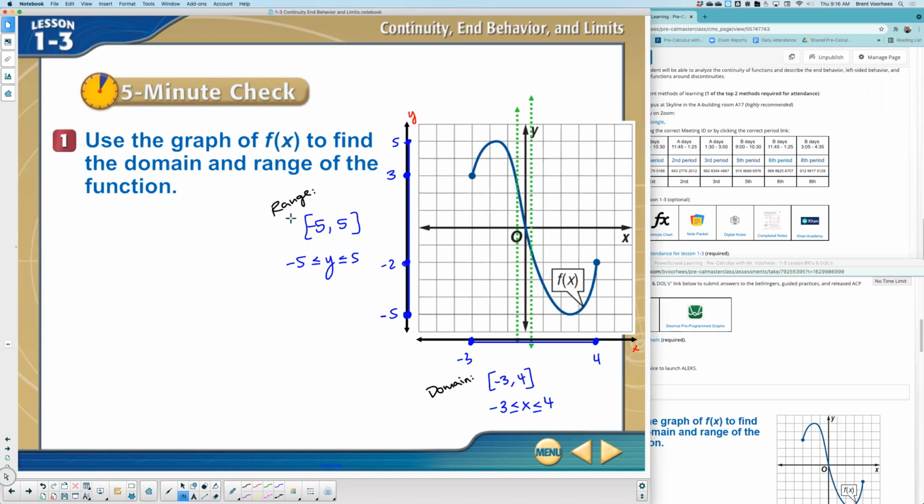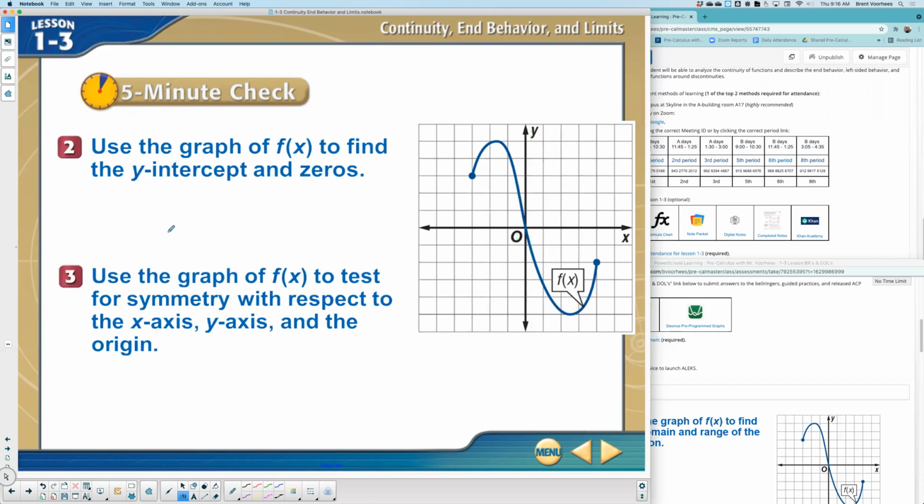All right, number 2. Number 2 says, use the graph to find the y-intercept and zeros. So let's start with the y-intercept first. Where is the y-intercept at? Okay, the origin right here. And where are the zeros at? Also, oops, I'm going to write 0. It's also at the origin.